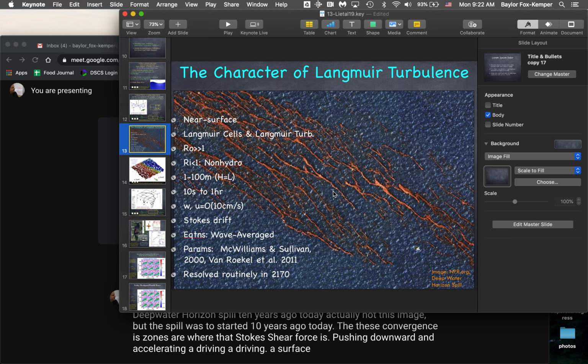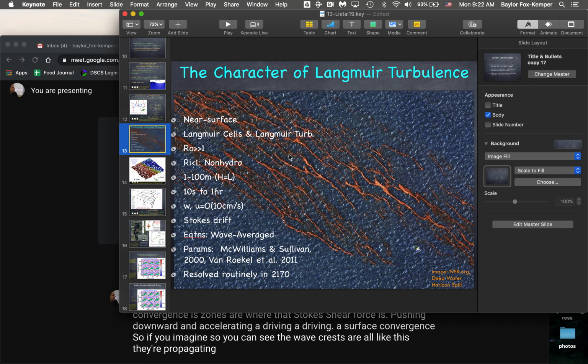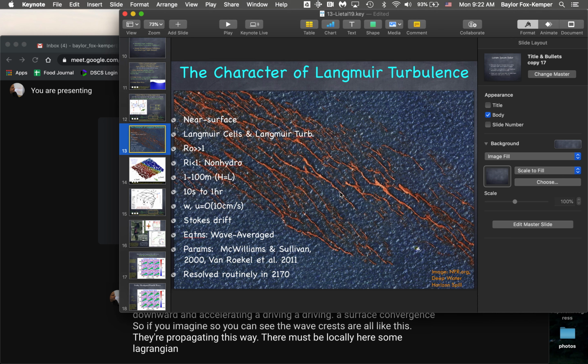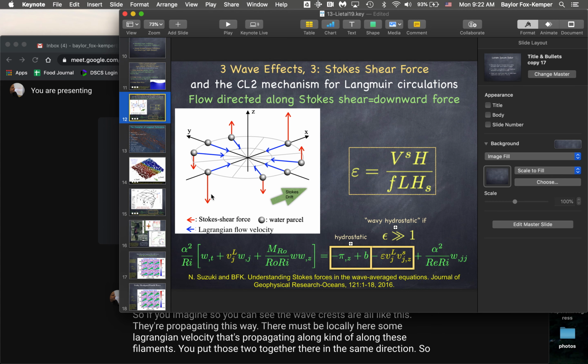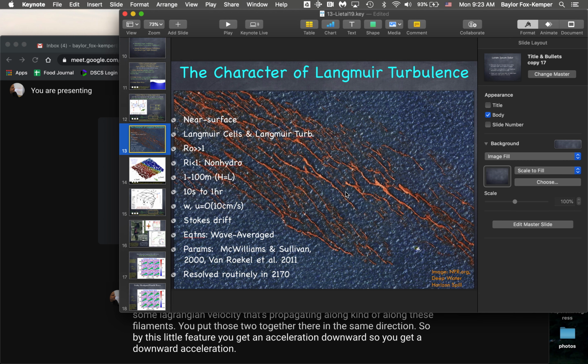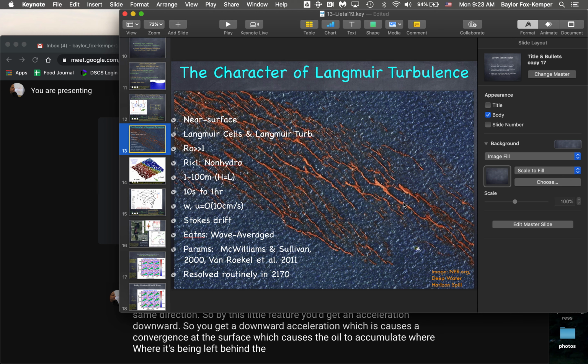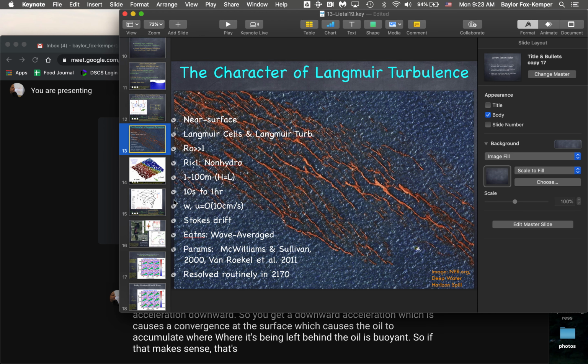So if you imagine, you can see the wave crests are all like this, they're propagating this way. There must be locally here some Lagrangian velocity that's propagating along these filaments. You put those two together, they're in the same direction. So by this feature, you'd get a downward acceleration, which causes a convergence at the surface, which causes the oil to accumulate where it's being left behind because the oil is buoyant. So if that makes sense, that's the mechanism we're talking about.